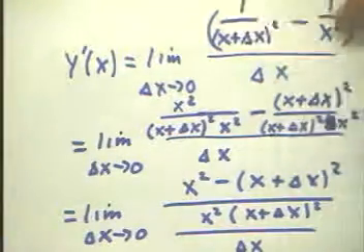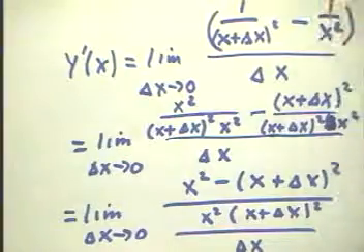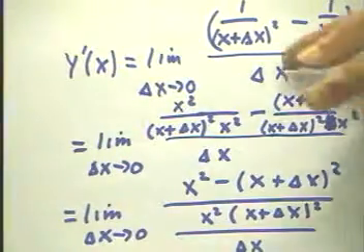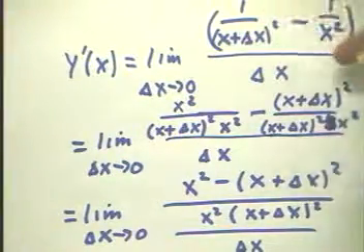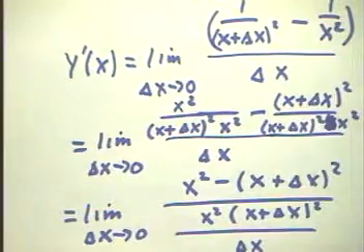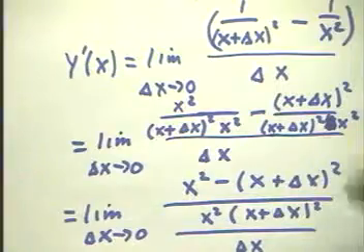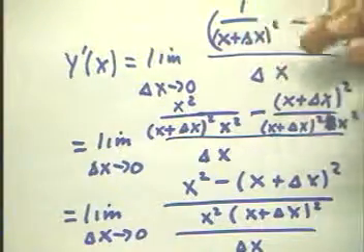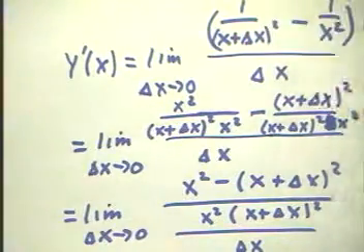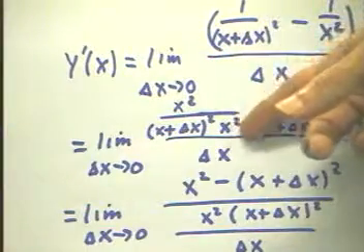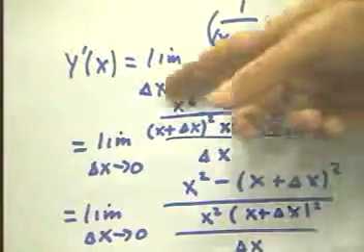In any case, to simplify this numerator, we need a common denominator. Obviously, the common denominator is going to be x plus delta x quantity squared times x squared, the product of these two denominators. And we get that in the first expression by multiplying by x squared over x squared, obtaining x squared over this.